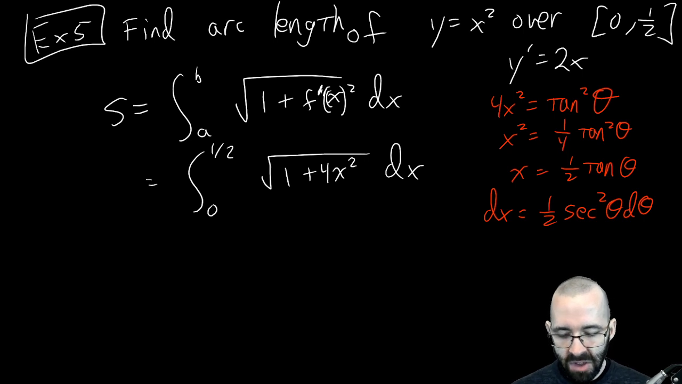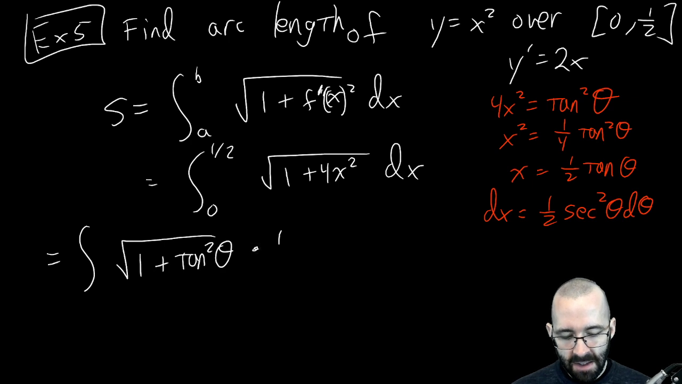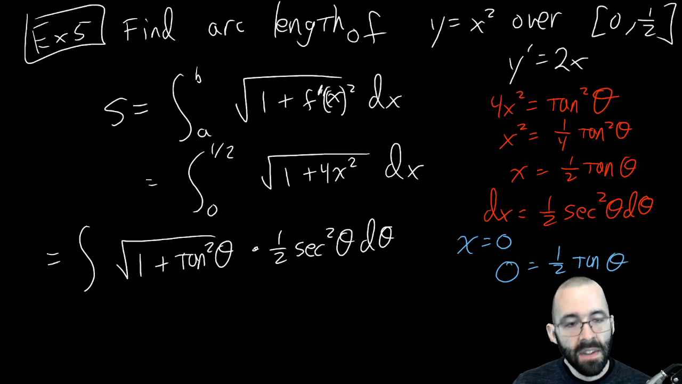And now we have most of what we need. Let's give ourselves some more room. And we're going to need the limits of integration. Let's worry about those in a moment. Square root of 1 plus tangent squared of theta, dx, it's 1/2 secant squared of theta d theta. All that's left is, well, if x is equal to 0, what is theta? 0 is 1/2 tangent of theta. So if theta is 0, we're good to go.